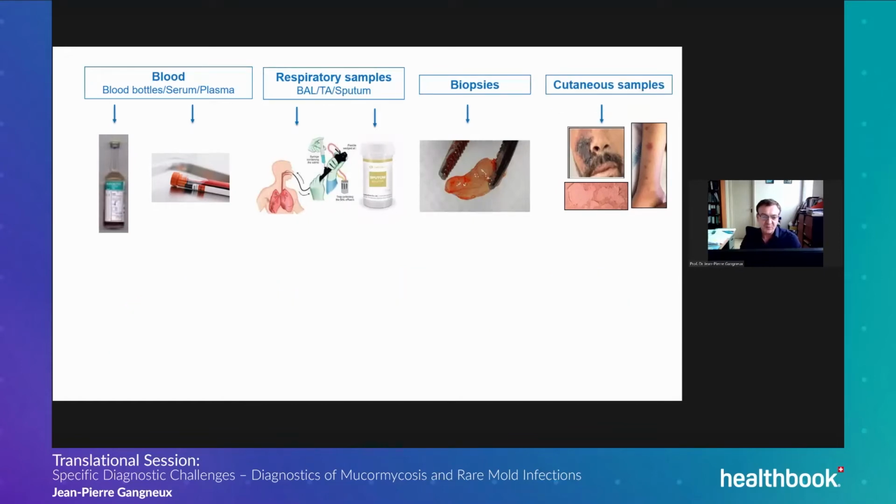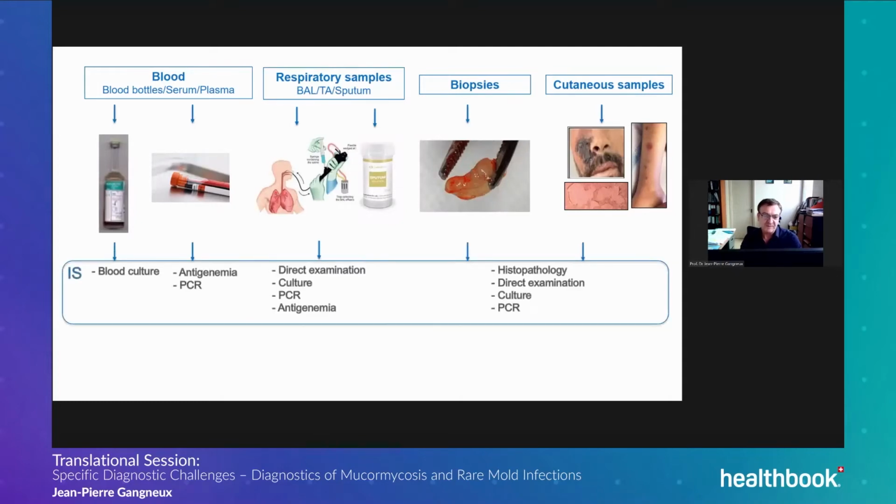One first step is to know the background of the patient. If we are in front of a patient who is immunosuppressed, then it will be really important to implement some analysis regarding blood, with blood culture, antigenemia, PCR. Regarding respiratory samples, mainly BAL will be the most informative sample in immunosuppressed patients. And then we will want to reach the final diagnosis after direct examination, culture, PCR, antigenemia. And if we receive biopsies and cutaneous samples from immunosuppressed patients, then once again, we want to reach the end after histopathology, direct examination, culture, and PCR.